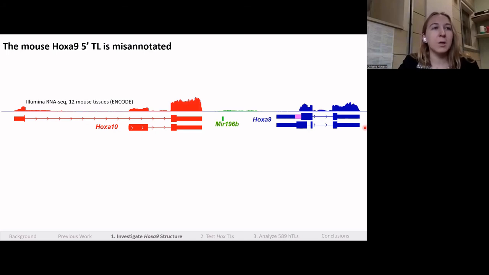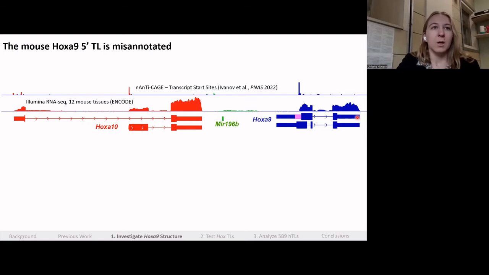So using ENCODE RNA-seq data, we see that the RNA-seq doesn't cover this transcript leader at all. Instead, it covers the gene very close to the coding region. There were also transcription start site data from Ivanov et al., published in 2022, which found or mapped the transcription start sites much closer to the HOXA9 coding region. So there was no transcription start site at this annotated 5' end.